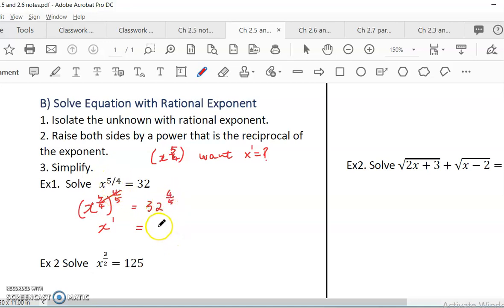What is 32 to the 4/5? That means I'm doing the 5th root, because the denominator of an exponent means root, and then 4 times. The 5th root of 32 is 2, because 2 times 2 times 2 times 2 times 2 is equal to 32. So if I do the 5th root, that is 2. And then to the 4th, that's 16.